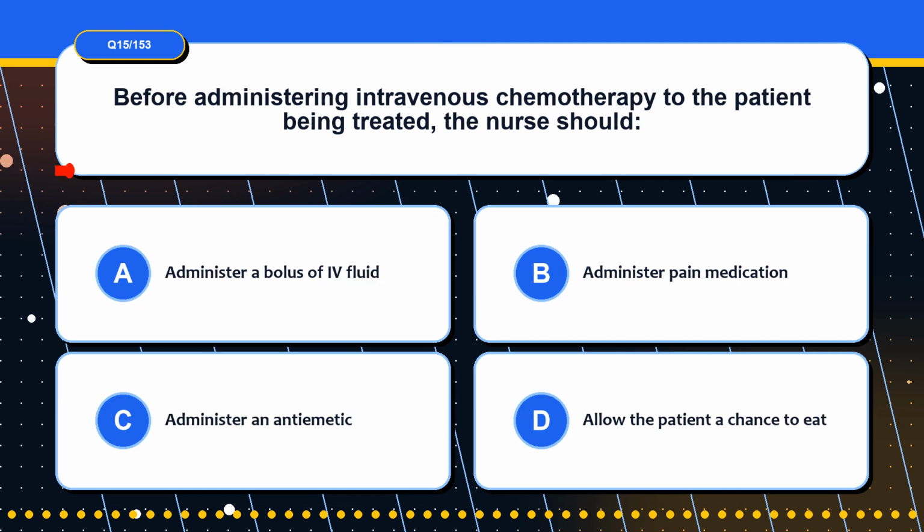Question 15. Before administering intravenous chemotherapy to the patient being treated, the nurse should. Here are the options. Option A, administer a bolus of Ringer's 4 fluid. Option B, administer pain medication. Option C, administer an antiemetic. Option D, allow the patient a chance to eat.